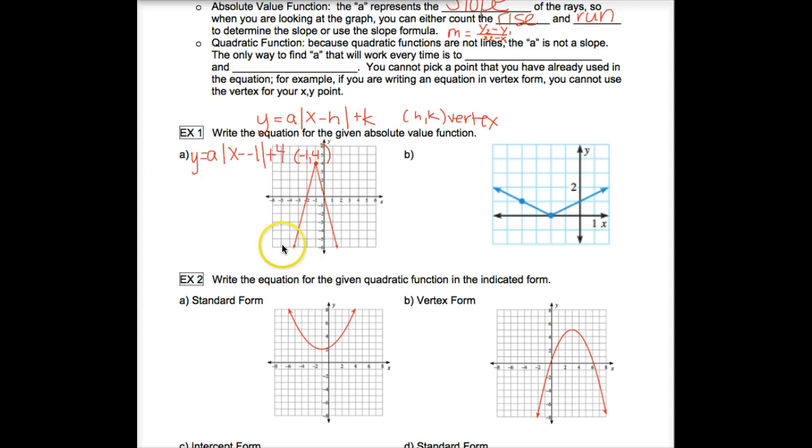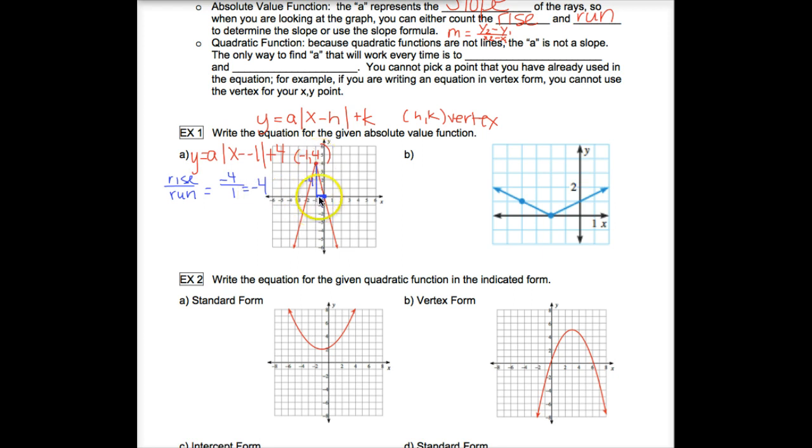So to find A, I'm going to use a different color here. I'm going to count the rise and the run. Here's an exact point right there. So rise is right here. My rise is -4. I went down 4 units. My run right here, I went in a positive direction 1 unit. So my rise over my run, in this case, is -4 over 1, which would be -4. So that means that this is my A value.